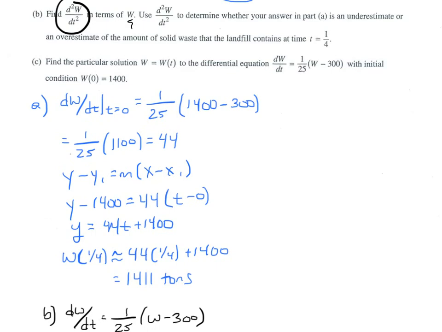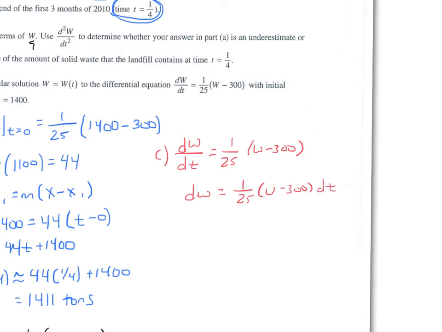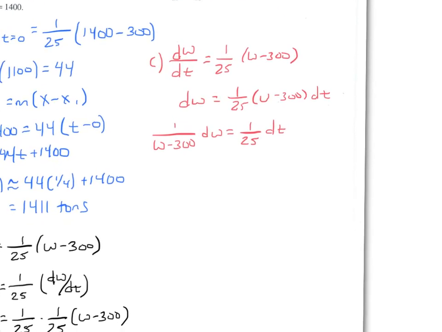Okay, one more part. Part C, we are solving our differential equation. So dW dt, let's separate our variables. So we'll have, now you can put the constant to either side. Since I know we're ultimately solving for W, I'd rather have it to the right. We integrate both sides. This is going to be a natural log.